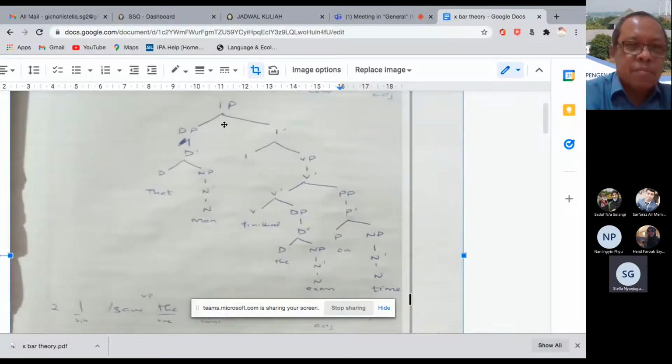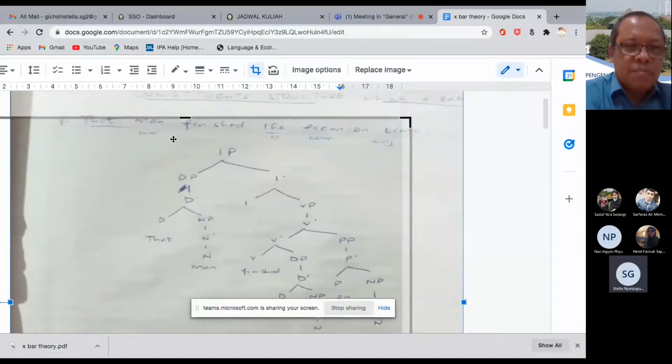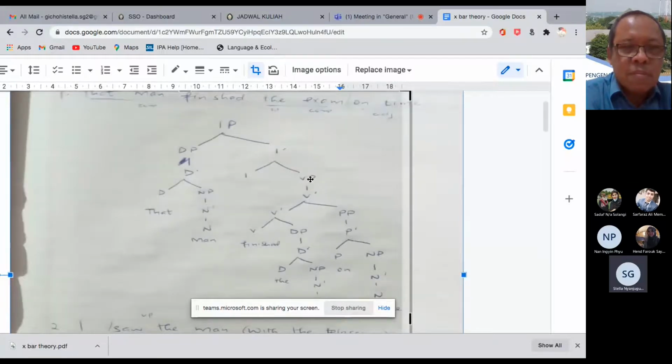This is the inflectional phrase. This sentence has two parts: that man and the verb predicate, which is now the inflectional, where we have the inflectional bar. Under the inflectional bar, this branches to the inflection, and then the verb predicate, that is finished the exam on time. So where we have the verb predicate, that branches to the V bar.